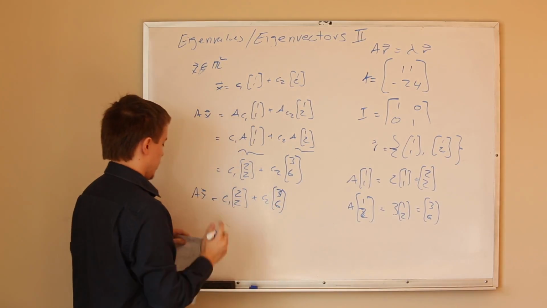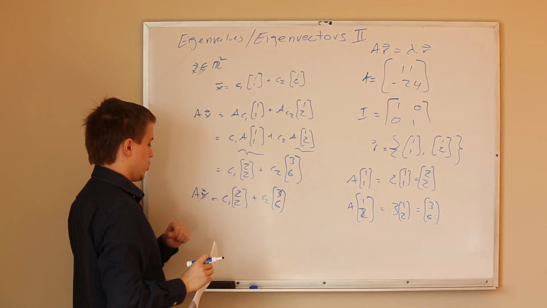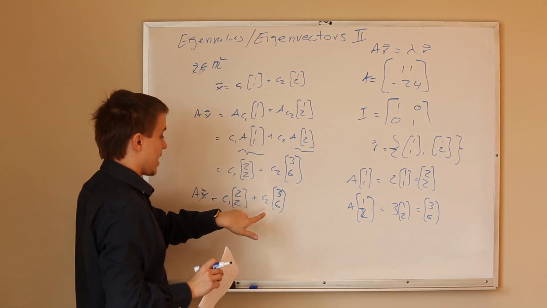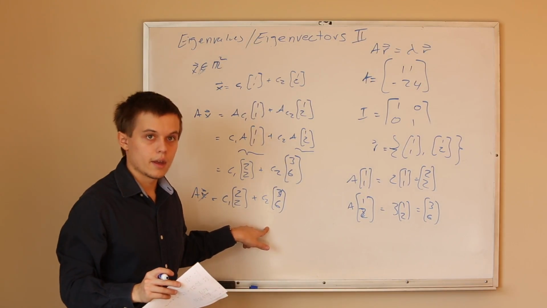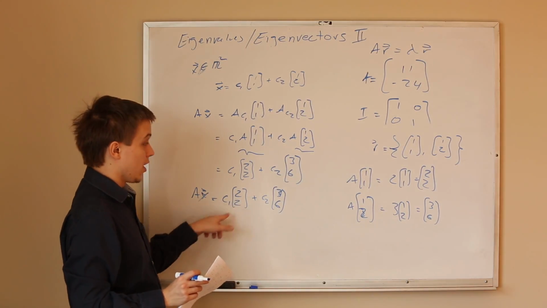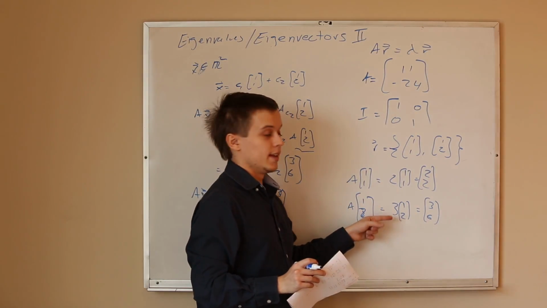Now any vector multiplied by the matrix A can be expressed as a linear sum of our eigenvectors. And we know that because any other parallel vector is also an eigenvector.